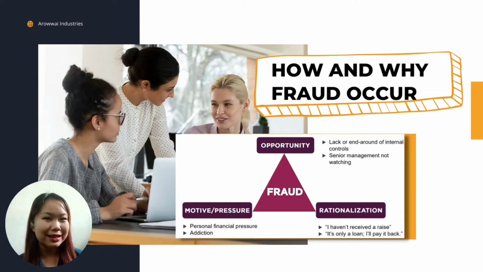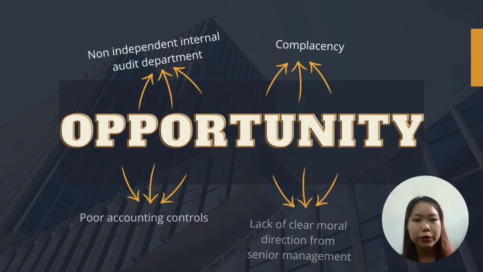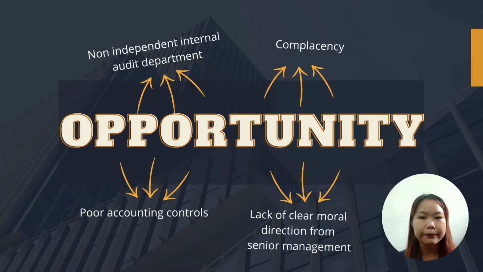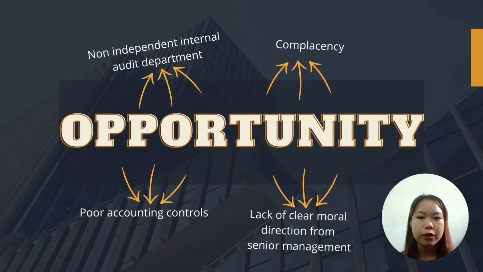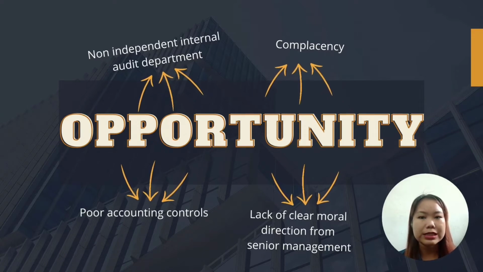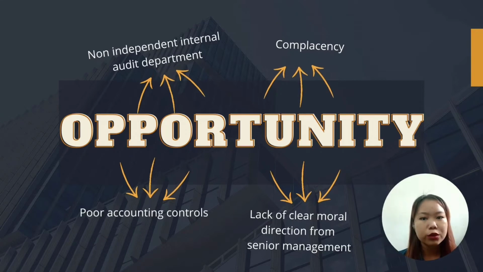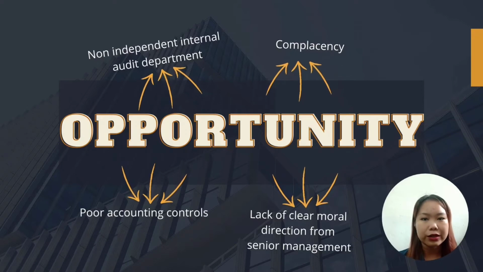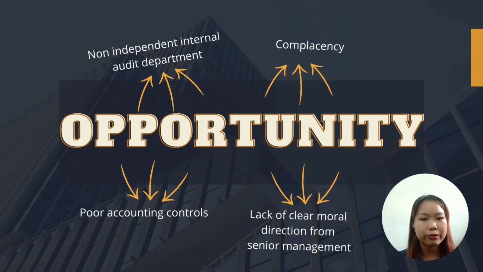The concept states that there are three components that lead to fraudulent behavior, which are motive or pressure, opportunity, and rationalization. The opportunity element is the circumstances that allow a fraud to take place. Without this element, fraud will not happen. This perceived opportunity will arise if the business has poor accounting control, no independent internal audit department, lack of clear moral direction from senior management, and complacency.